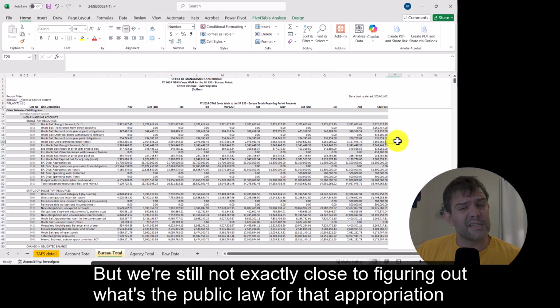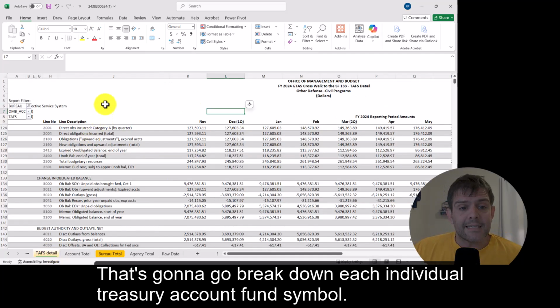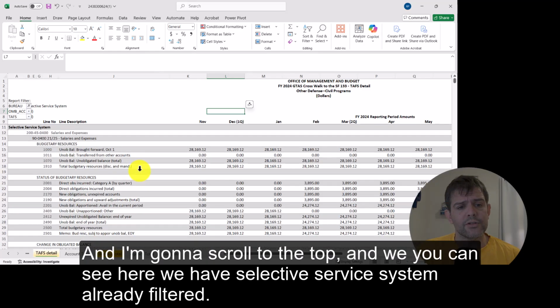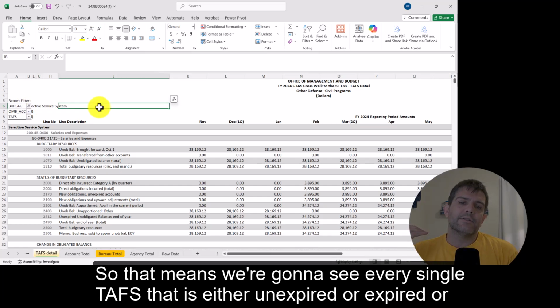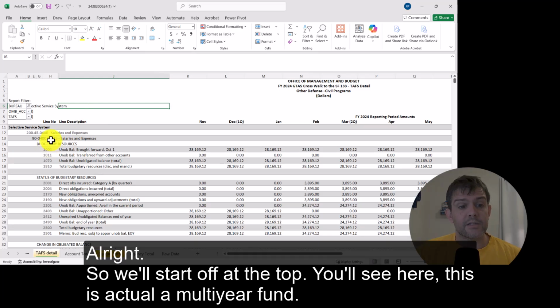And that's great, but we're still not exactly close to figuring out what's the public law for that appropriation. What we're going to do is then go to the TAF's detail. That's going to break down each individual Treasury account fund symbol. I'm going to scroll to the top, and you can see here we have Selective Service System already filtered. So that means we're going to see every single TAFs that is either unexpired or expired or canceling, actually, too, for the Selective Service System. All right, so we'll start off at the top.